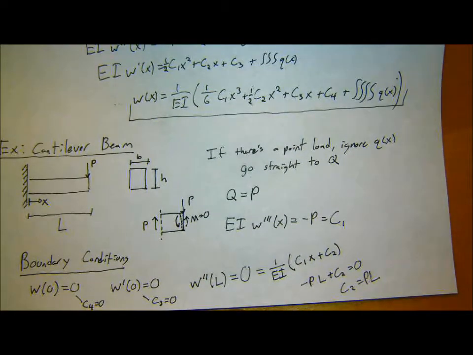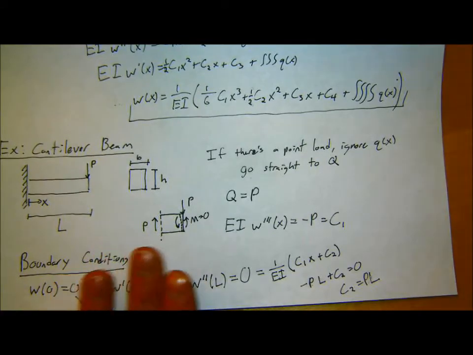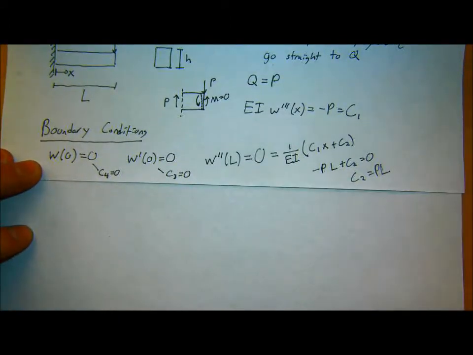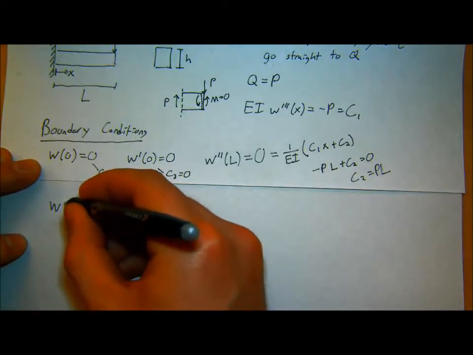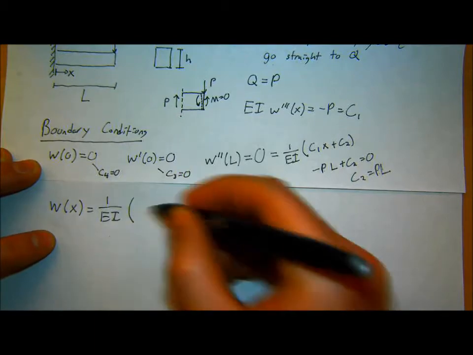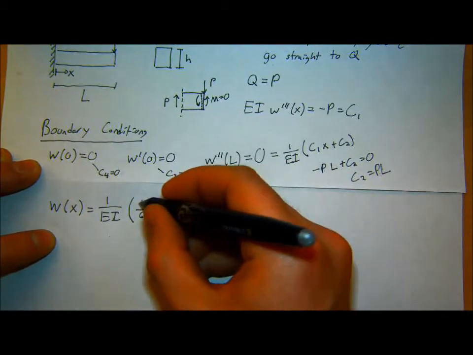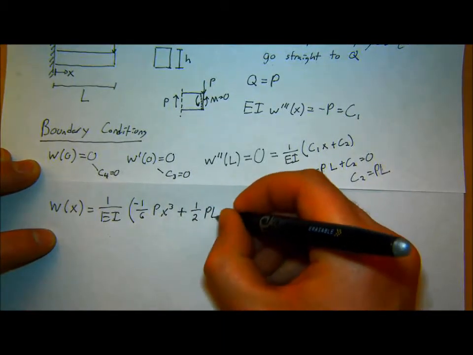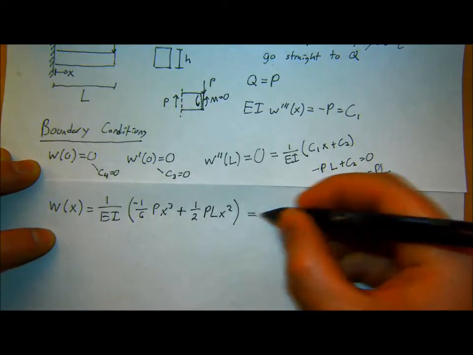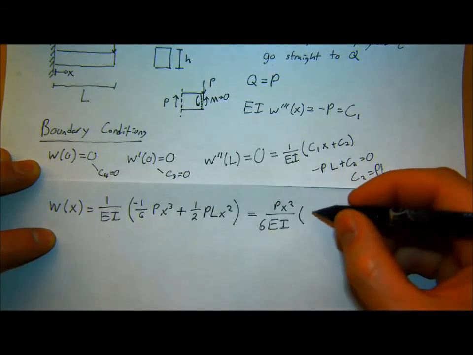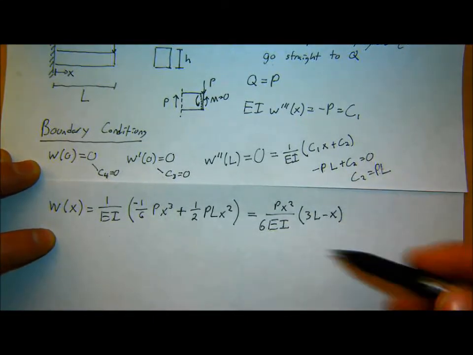So I can take these and plug them all back in to our equation. I have just enough time to finish it up. Let's do this. I can plug them back into our general W equation, and say now W of X is 1 over EI. I now have that C1. I have 1/6 times minus P X cubed, plus 1/2 P L X squared. Or I can simplify this a little bit and say this is P X squared over 6 EI, times 3 L minus X for our general deflection of the beam.